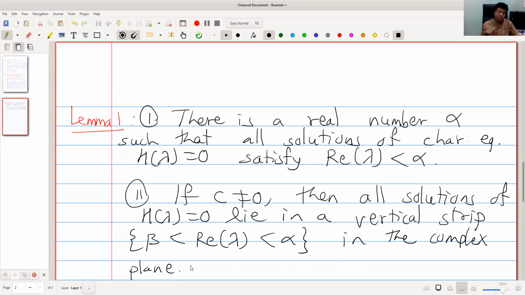That means if c is not equal to 0, then the real part is bounded below also. So this region, beta less than real part of lambda less than alpha, will be a vertical strip in the complex plane. So all the roots lie in this vertical strip.